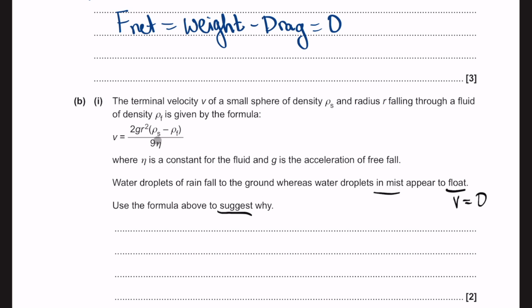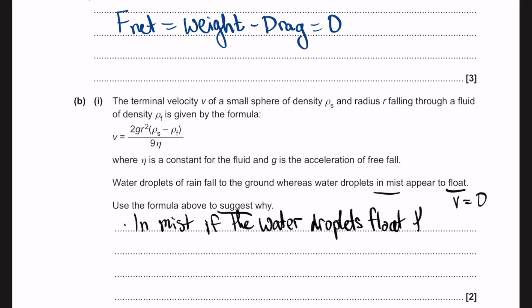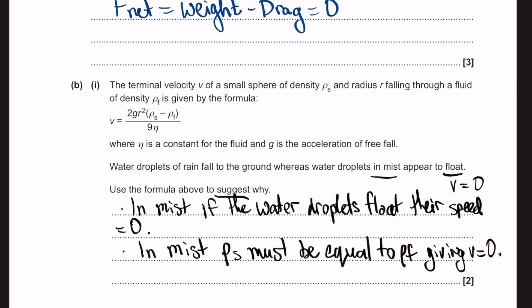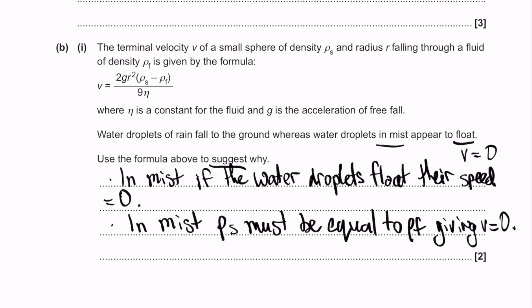Now, the only way this can be 0 is if the density of the sphere is approximately equal to the density of the fluid. And this makes physical sense because the density of the drop, if it's surrounded by mist, which is also water, the 2 densities should be similar. In air, though, the density of the sphere, i.e. the drop, will be a lot bigger than the density of the fluid, giving us some terminal speed.